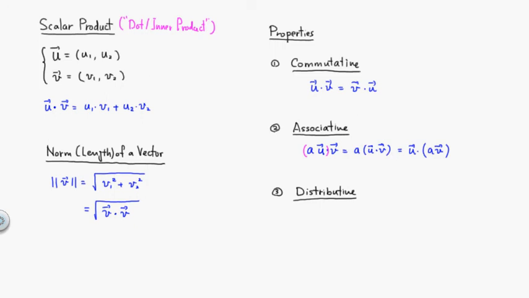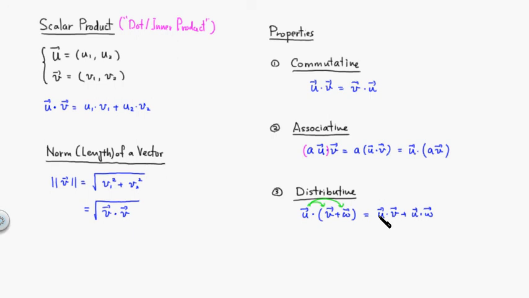And it's also distributive. So let's say you have u dot product with v plus a third vector w. Then you can distribute u dot to each term. So you get u dot v plus u dot w. So it is distributive also.